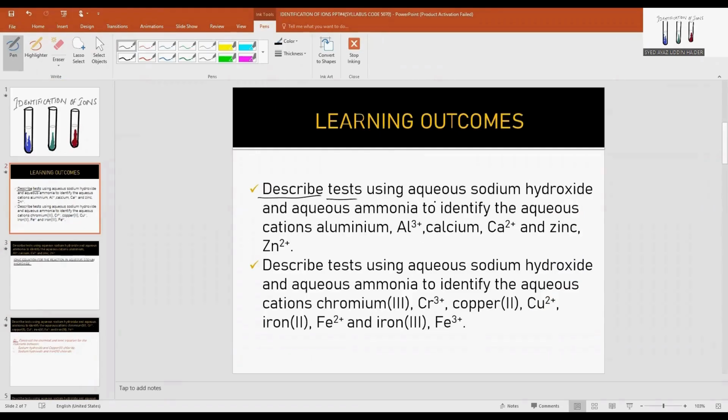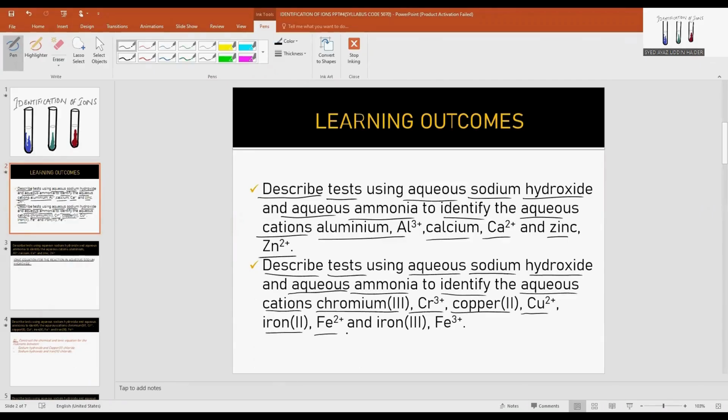Describe tests using aqueous sodium hydroxide and aqueous ammonia to identify the aqueous cations Al3+, calcium Ca2+, and zinc Zn2+. Describe tests using aqueous sodium hydroxide and aqueous ammonia to identify the aqueous cations chromium Cr3+, copper Cu2+, iron Fe2+, and iron Fe3+.